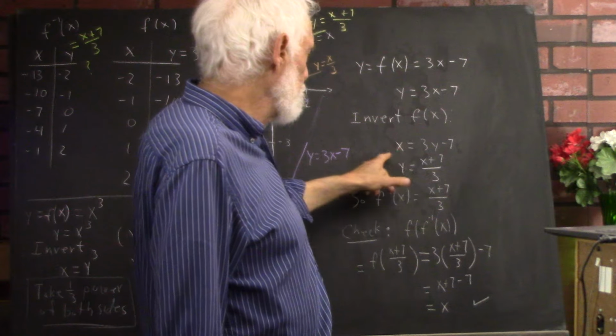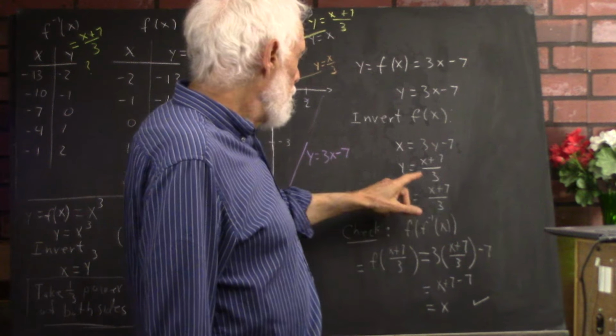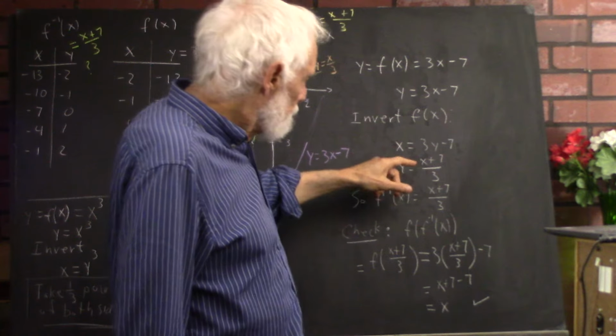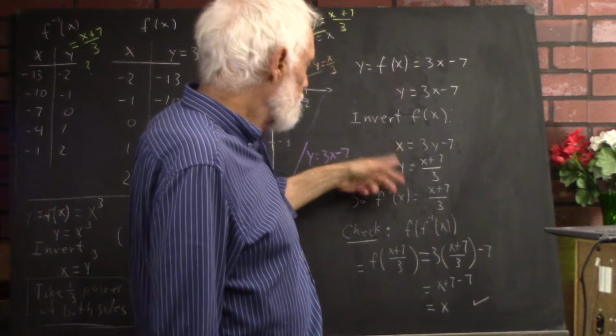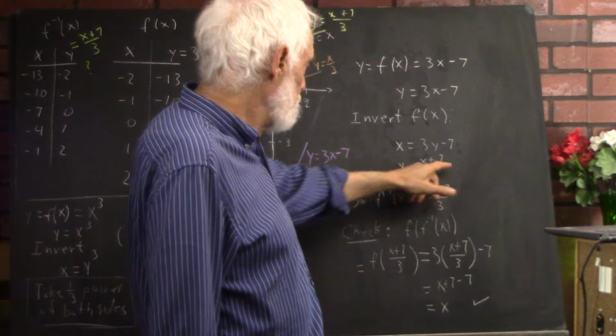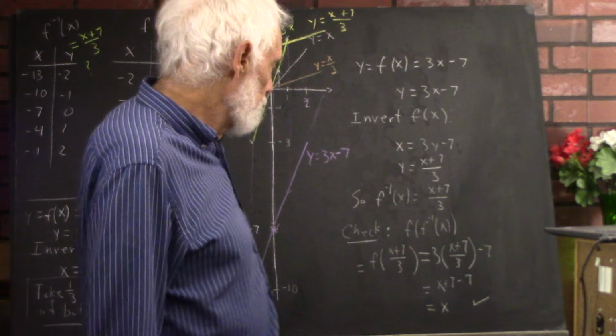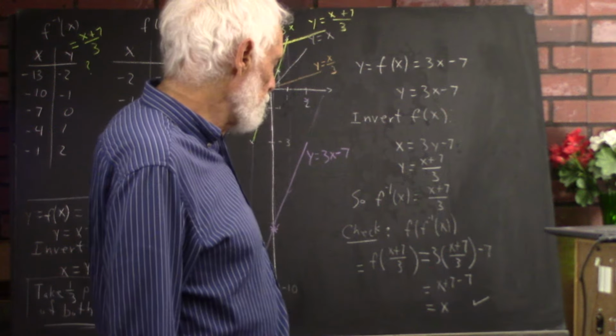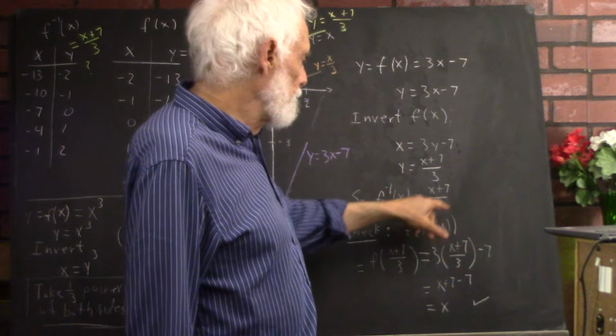We invert it by switching the x and the y, and we solve just by adding 7 to both sides and dividing both sides by 3. We get (x plus 7) over 3, quantity x plus 7 over 3. So the inverse function is (x plus 7) over 3.